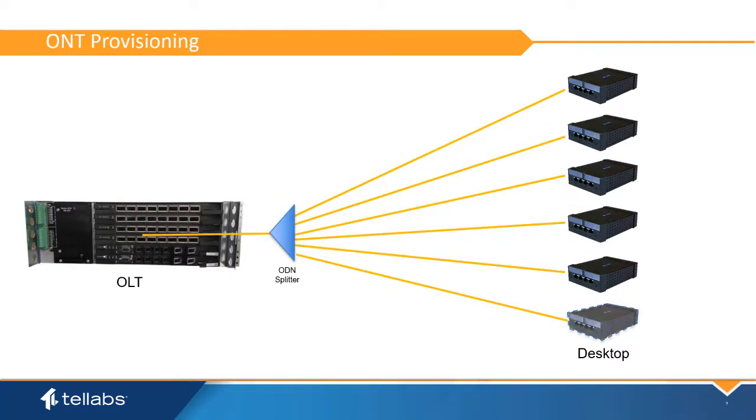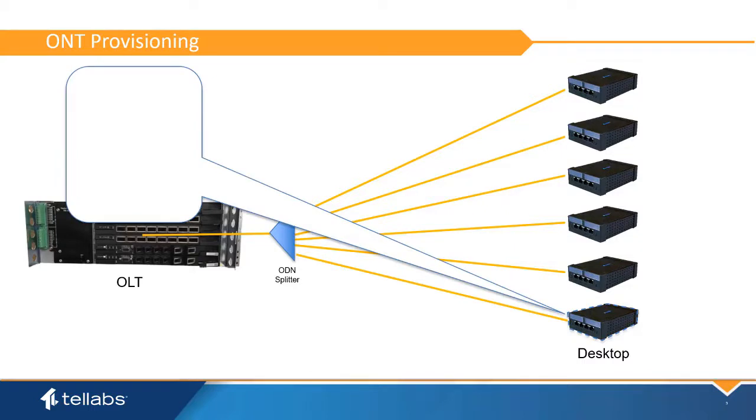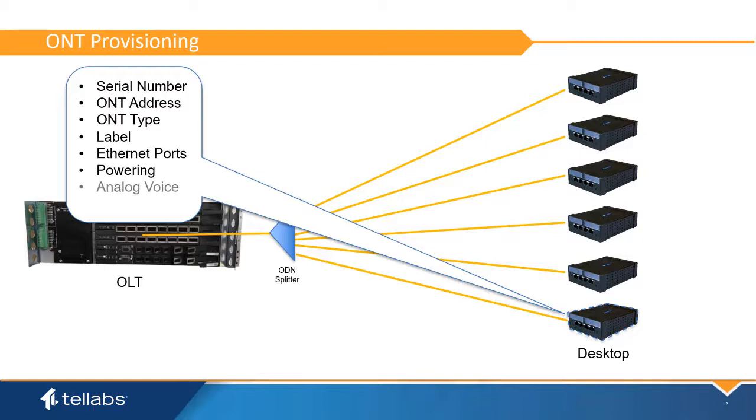When ONTs are added to the Telabs Optical LAN system, they are provisioned into the working database of the Optical Line Terminal with a serial number, address, ONT type, and ONT label. Once the ONT is established, it can then be provisioned with parameters for each of the ONT's Ethernet ports. These can be provisioned automatically through a template or manually. Other parameters apply to the ONT as well, such as powering, analog voice services, and admin state.